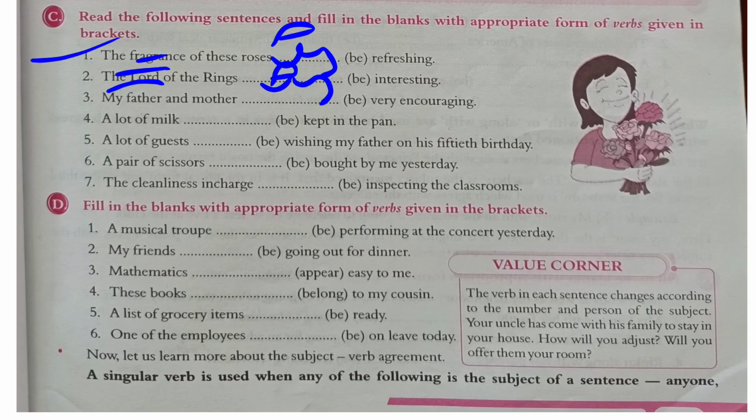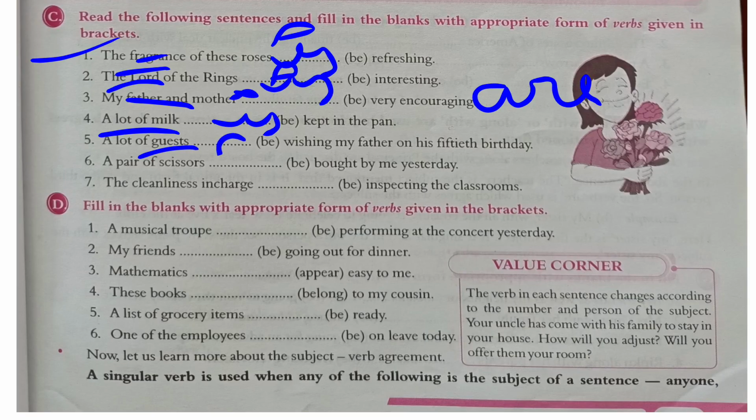My father and mother, so both plural है तो यहाँ पे are हो जाएगा. My father and mother are very encouraging. A lot of milk, milk uncountable noun है तो हम इसके लिए is use करेंगे. A lot of milk is kept in the pan. A lot of guests, so guests given in plural form, और वैसे भी बहुत सारे लोगों की बात हो रही है यहाँ पे, तो we will put here are. A lot of guests are wishing my father on his 50th birthday.